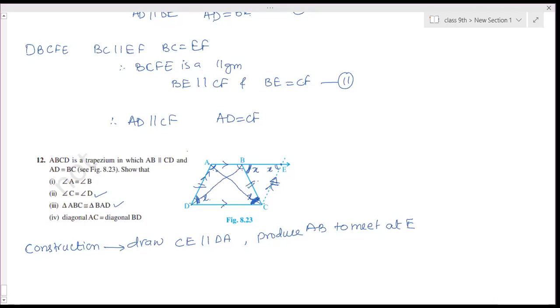You have to prove triangle ABC and triangle ADB congruent. In that, AB is common, AD and BC are given equal, and angle A and angle B you have just now proved equal. Therefore, by SAS criteria, these two triangles are congruent. Clear? And therefore, by CPCT, AC and BD are equal.